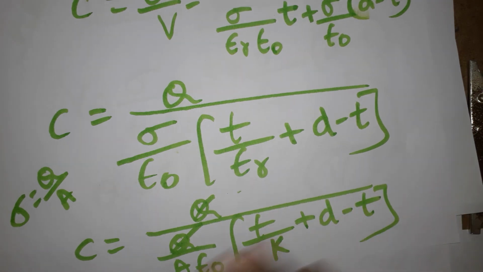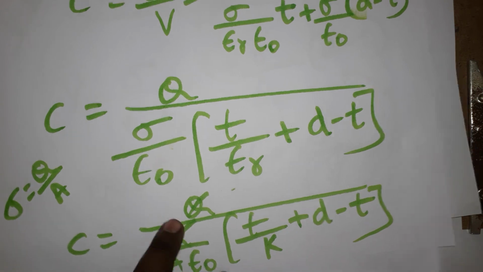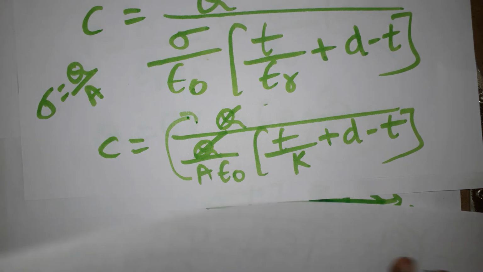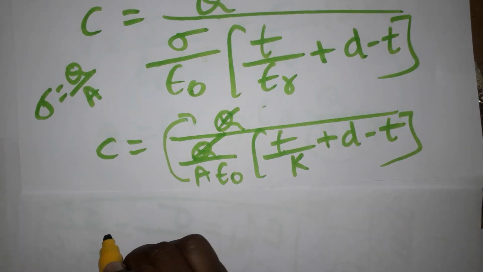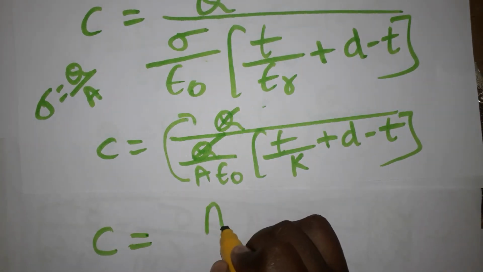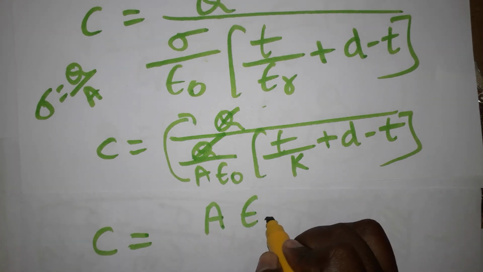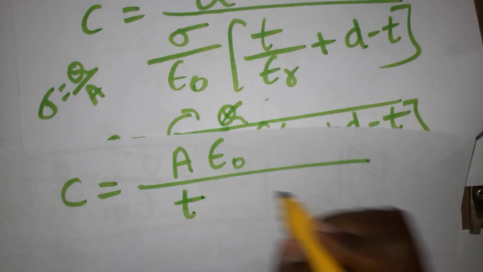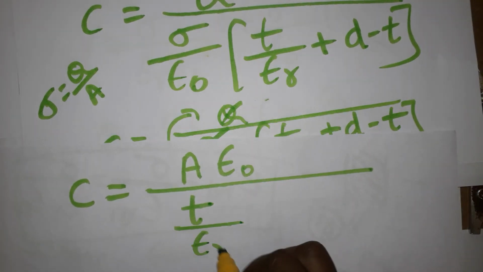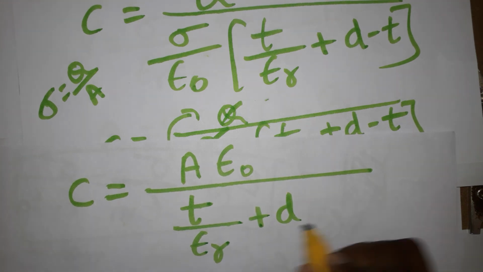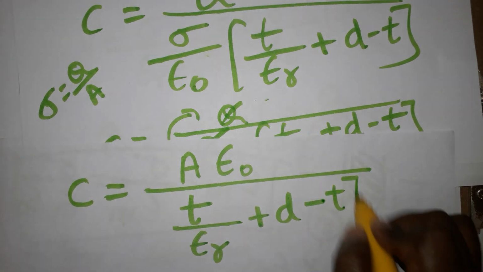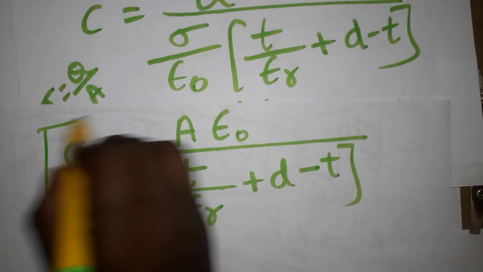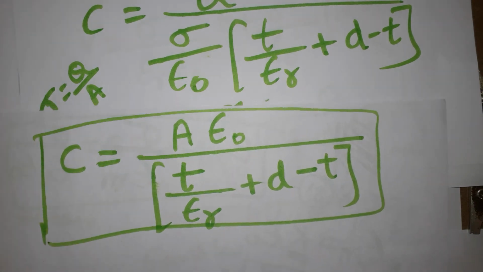So now, when a dielectric material is placed in between the two parallel plates, the equation is such that the denominator goes directly into the numerator. The capacitance of the capacitor is the area times epsilon naught, divided by the thickness of the dielectric medium divided by its relative permittivity, plus the distance between the two parallel plates minus the thickness of the dielectric medium. This is what we get as the capacitance of the capacitor when a dielectric is placed in between two parallel plates.